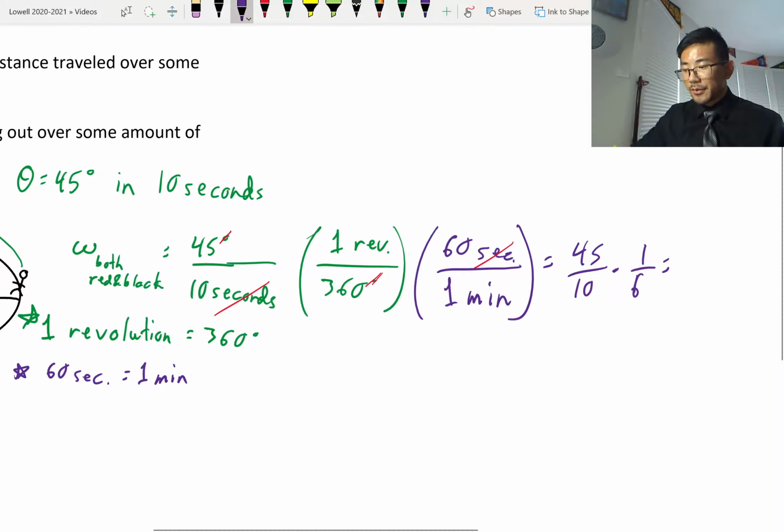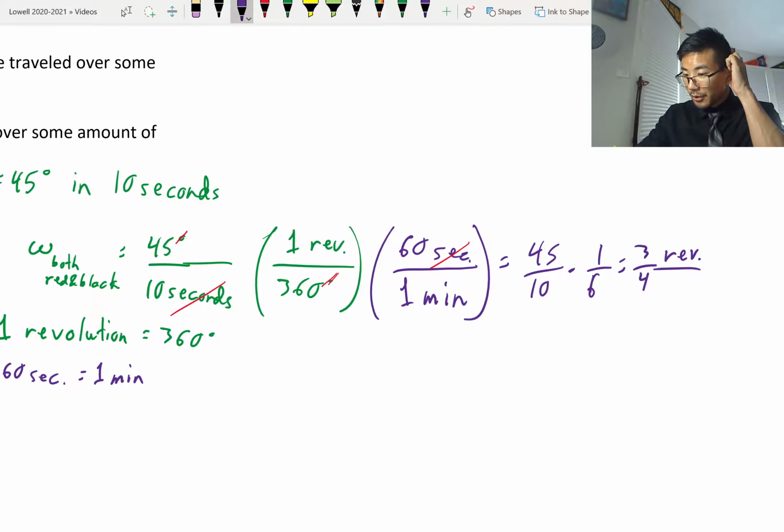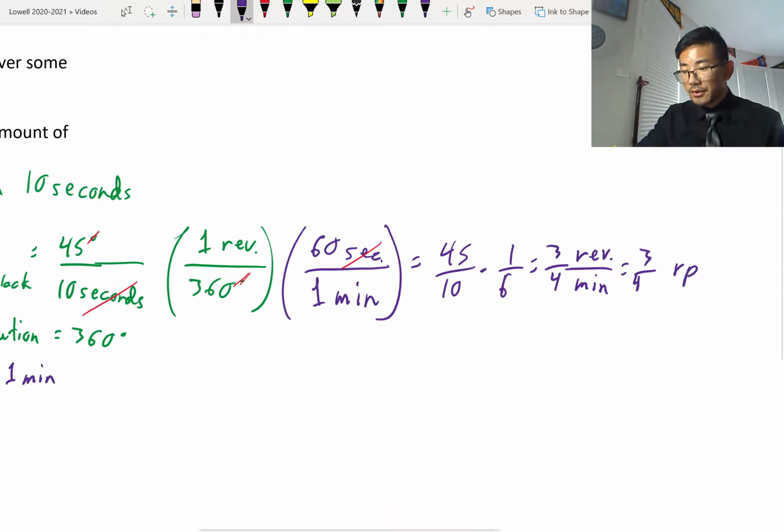Which would then come out to 45 over 60, or my computer's being troublesome here, I apologize, 3/4 revolutions per minute, or just 3/4 RPM, you could say. Revolutions per minute, or RPM. Okay, we also could have done it with radians instead of degrees, and we should have got the same answer, so this is going to be interesting.